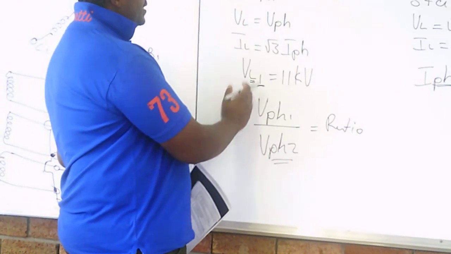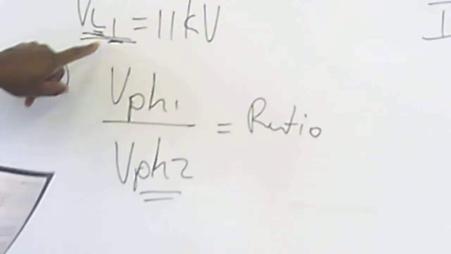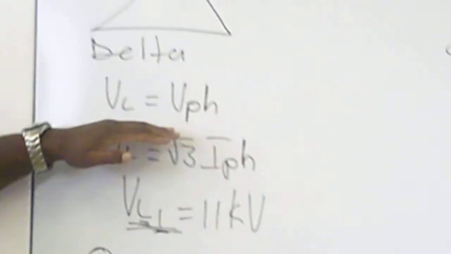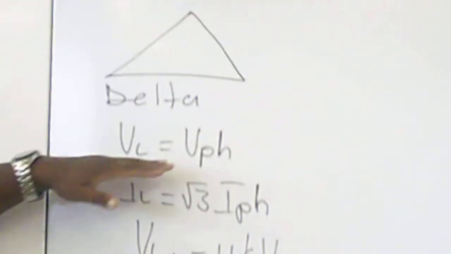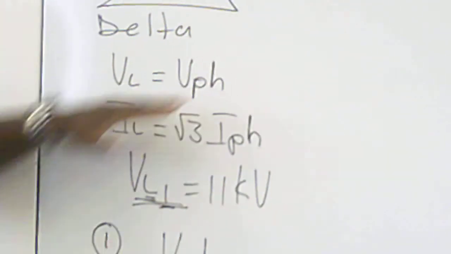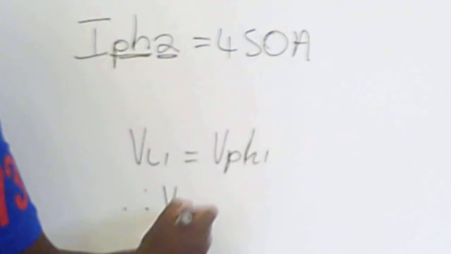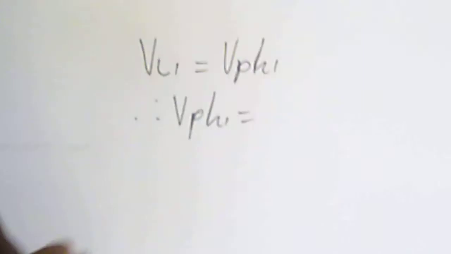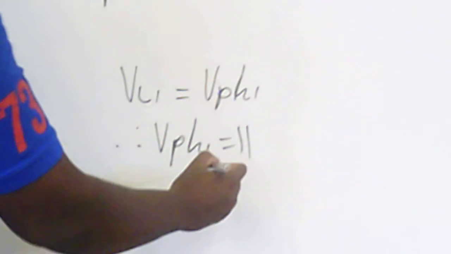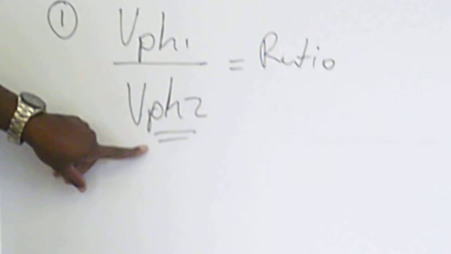If we look on the primary side, I'm given my line voltage. So what I need to do is to change this line to a phase. Then I go back to the type of the connection. If you look at my connection, it's a delta, and in delta my line is equal to my phase. So I'm going to work it out here. V line 1 is equal to V phase 1. So therefore, my V phase 1 would be equal to 11 kilovolts. Meaning that I can be able to find my V phase 2.